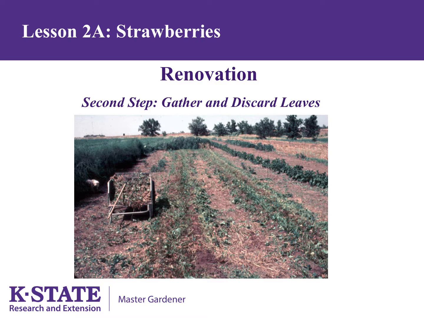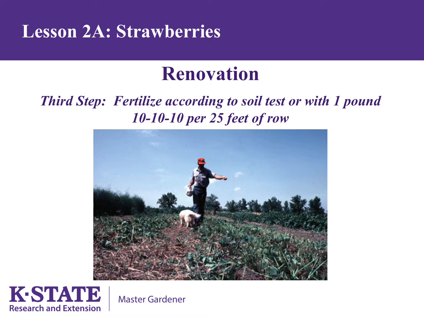Do not leave the leaves on site, as they can release disease spores that can reinfect the new leaves as they form. It is fine to compost the leaves that were cut off, but don't put the compost back on the strawberries. Use it in other places. Fertilization is the next step. Fertilize according to soil test, or apply 1 pound of a 10-10-10 fertilizer per 25 feet of row.